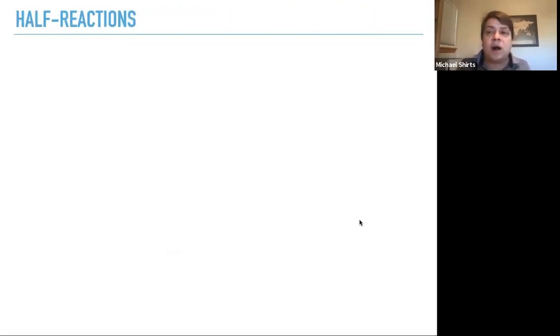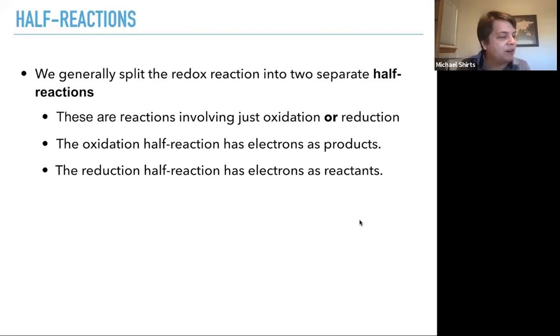Okay, so when we talk about electrical reactions, it's easiest to think about them in terms of half reactions. We split the redox reaction into 2 separate half reactions. Each of them involves just oxidation or reduction, but not both. The oxidation half reaction has electrons as products, right? Oxidation is loss, so electrons are produced. The reduction half reaction has electrons as reactants, because electrons are gained in reduction, so you have to add electrons as a reactant for that to happen.